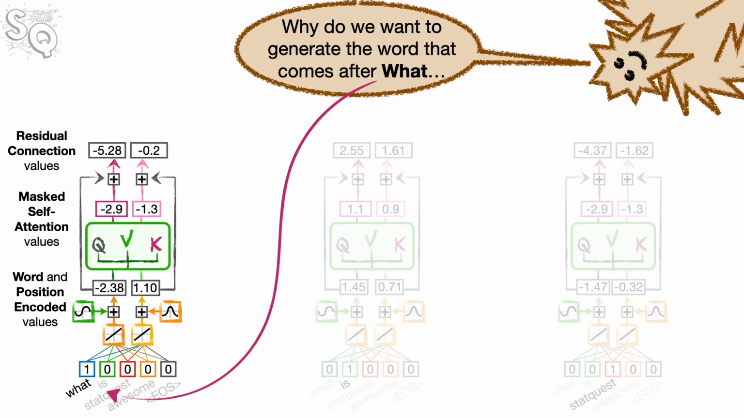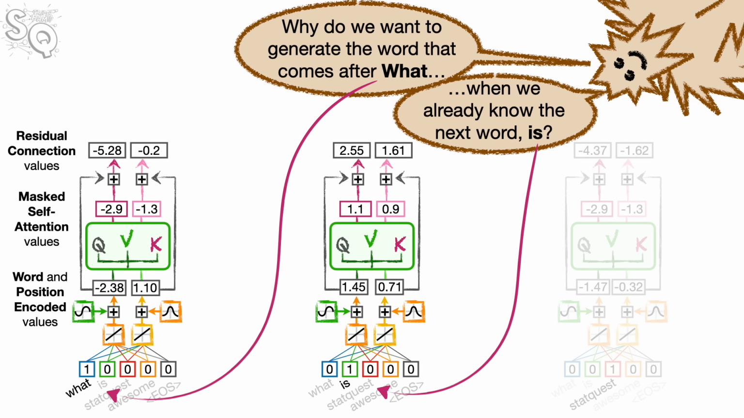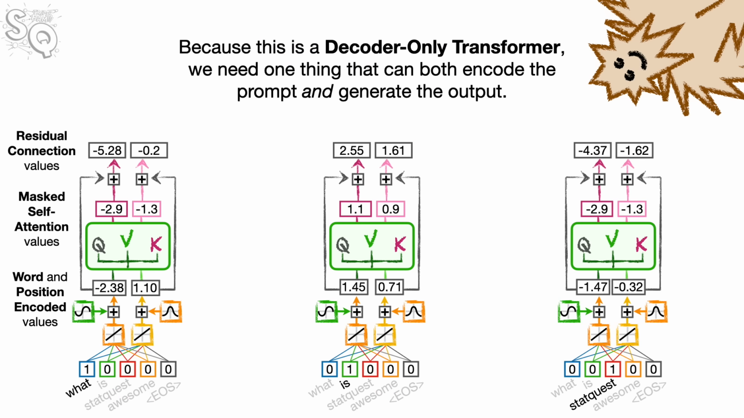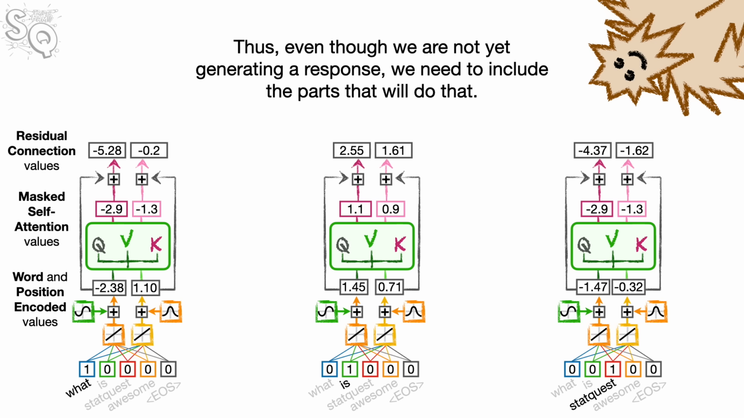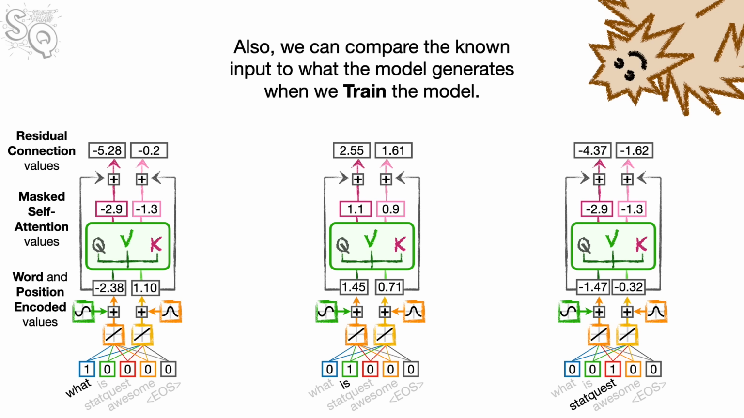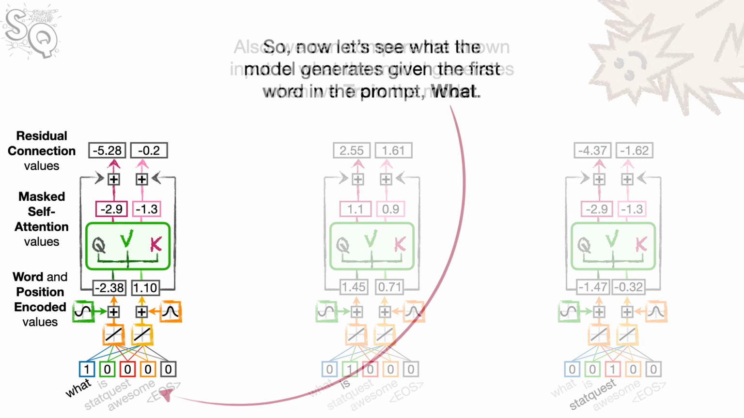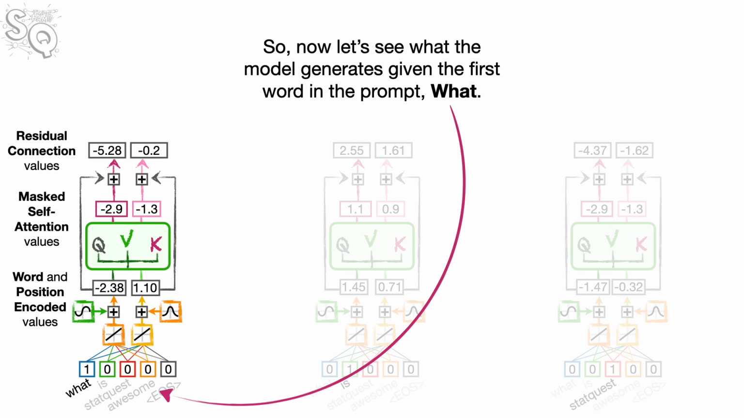Hey Josh, I don't get it. Why do we want to generate the word that comes after what when we already know the next word is? Because this is a decoder-only transformer, we need one thing that can both encode the prompt and generate the output. Thus, even though we are not yet generating a response, we need to include the parts that will do it. Also, we can compare the known input to what the model generates when we train the model. So, now let's see what the model generates given the first word in the prompt, what.